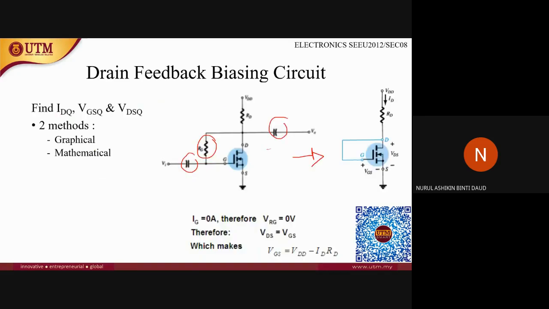When VGS is equal to 0, in this equation, VDD will be equal to ID RD. So for you to find the value of ID, it is VDD over RD, right?